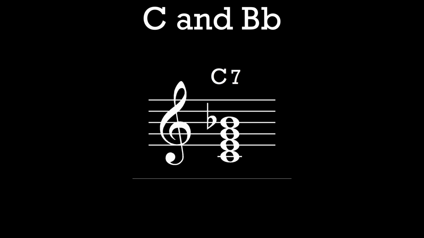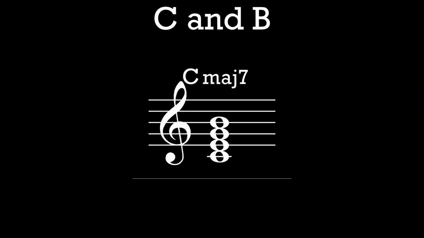C and B flat. C7 is the obvious choice here. You could also do like an inverted sus2 chord. C and B. C major 7 is the obvious choice. And of course, any possible extensions of that.